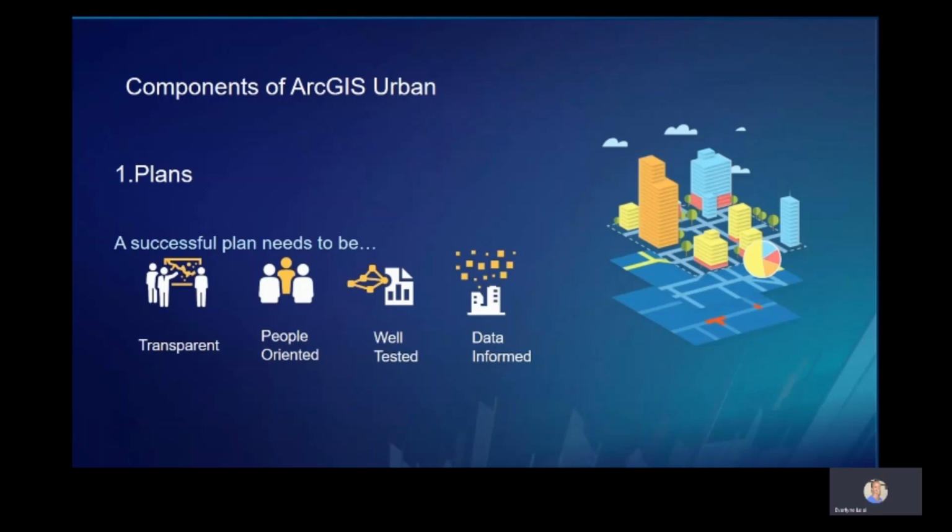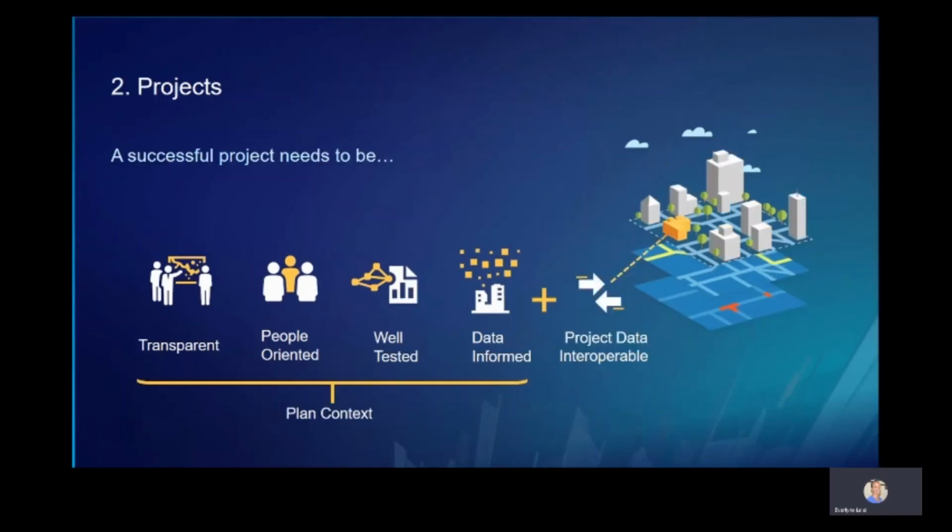Then, of course, ensuring that your plan is data informed, ensuring that your plan is people oriented, the need to actually plan with and for the people, ensuring transparency, including the different stakeholders as you do this. So the first component is the plans component. Then we have the projects.